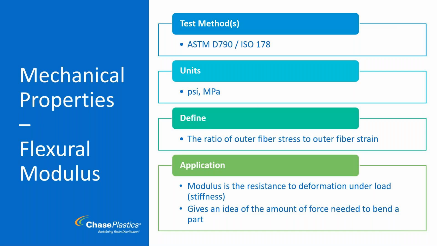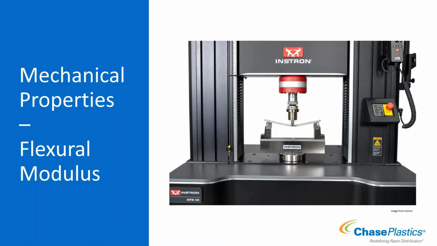But flexural modulus, by a more scientific definition, is the ratio of outer fiber stress to outer fiber strain. What that means is modulus is your resistance to deformation under that particular load. So it's your stiffness essentially. How stiff is your part? It gives you an idea of how much force is going to be needed to bend a part. So if you have a really high flex modulus, it is really hard to bend. It's going to be a very stiff part, versus a lower modulus, which would be a more flexible material, easy to bend.